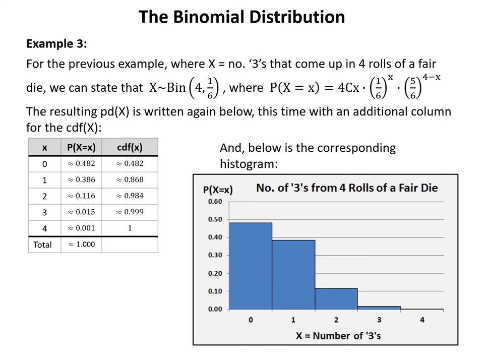And then you see on the slide on the bottom right, the corresponding histogram that results. And you can see that the histogram basically shows a rectangle for each of the values of x from 0 to 4. And the heights of each rectangle correspond to the probabilities that we calculated for them.